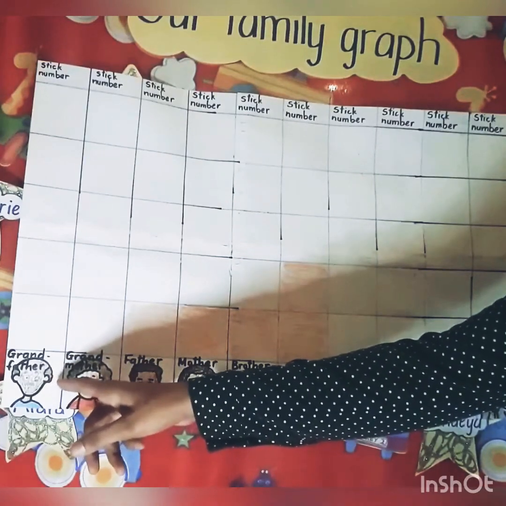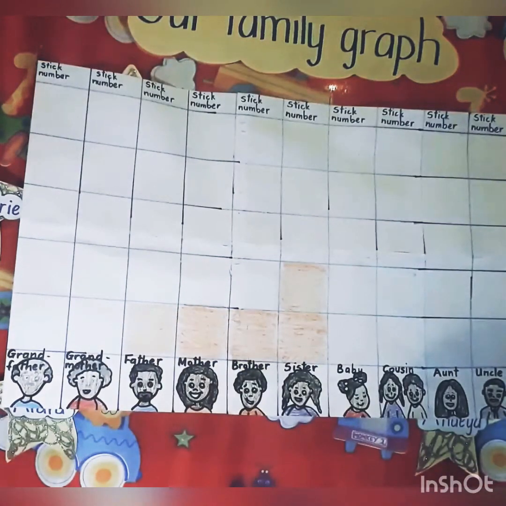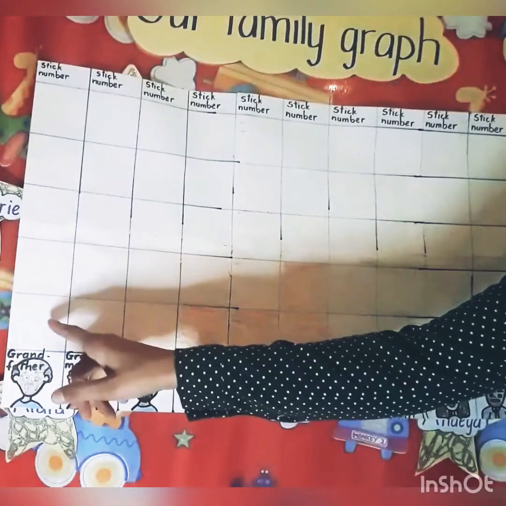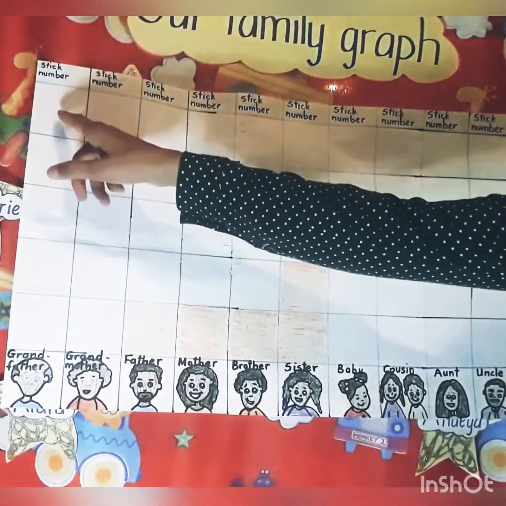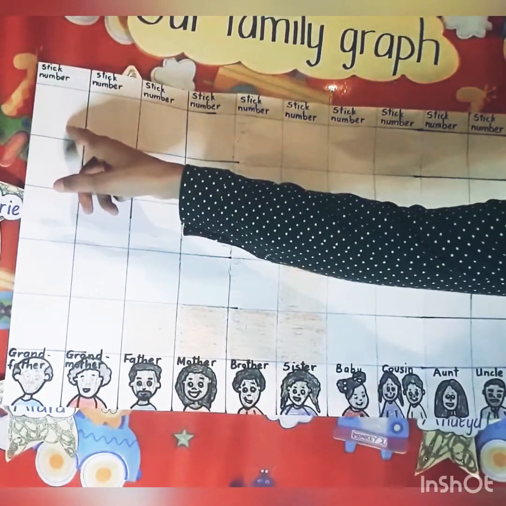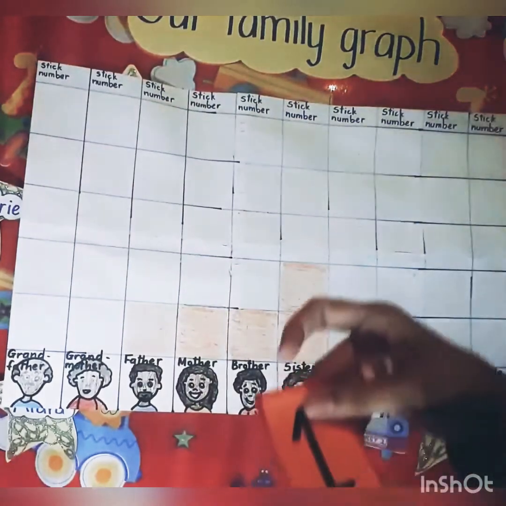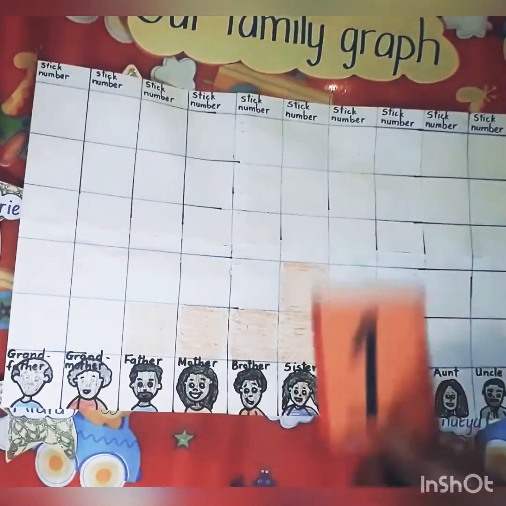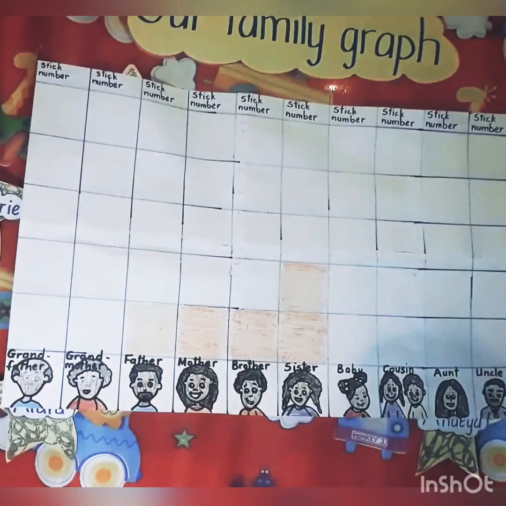Grandfather. So let's count the number of squares you colored above grandfather. Good job. So if you colored 1 square above grandfather, what number do you want to stick on top here? The number 1. Very good. So I'm going to give you some time to stick.